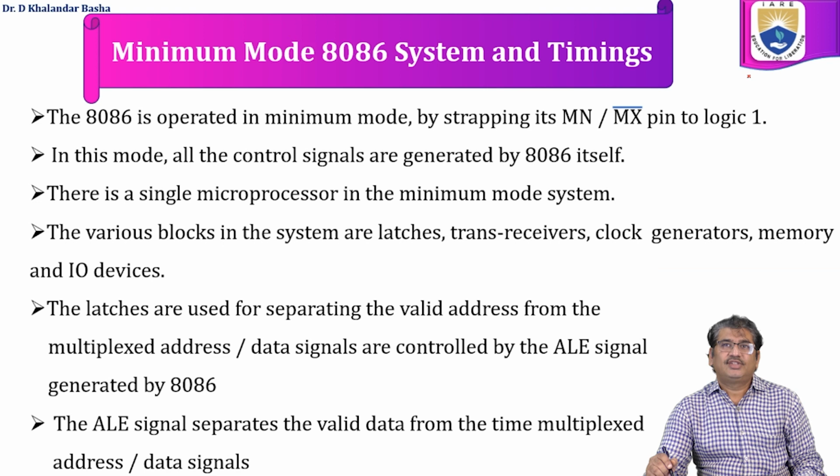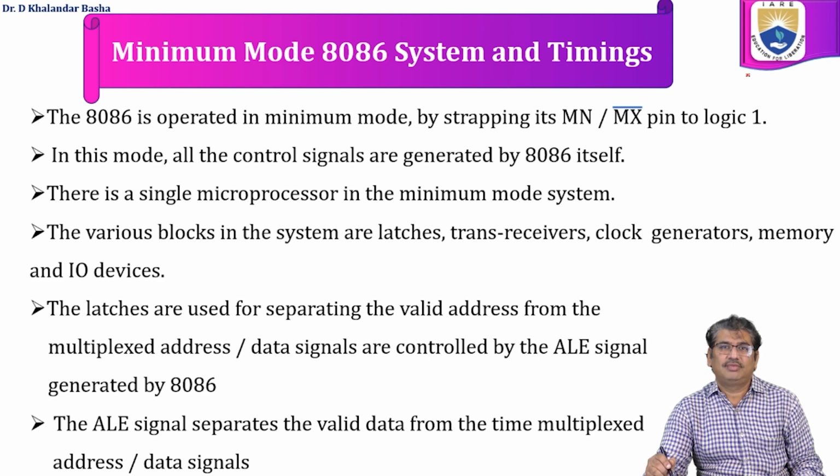The 8086 is operated in minimum mode by strapping its MN/MX bar pin to logic 1, that is, connecting to VDD. If MN/MX bar is connected to ground, that is at logic 0, then the processor is in maximum mode. In the minimum mode, all the control signals are generated by the 8086 itself. There is a single microprocessor in the minimum mode system, whereas in maximum mode, we are going to have multiple processors, the main 8086 processor along with the co-processors.